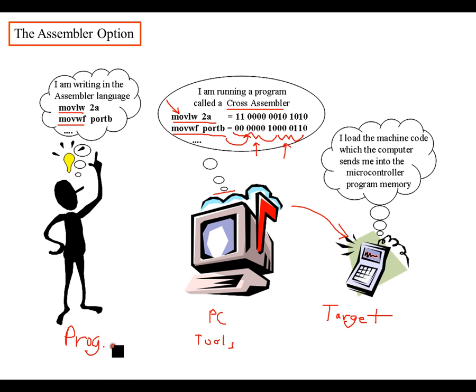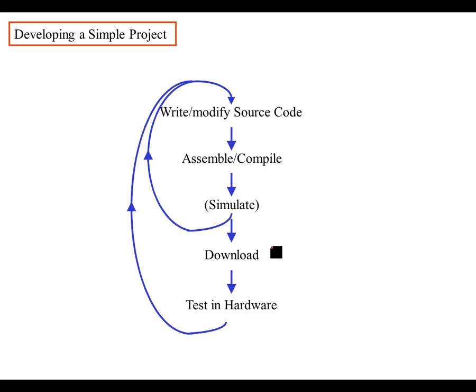Okay, so the programmer, PC and tools, and then the target. That's the basic setup. Now what's the flow or the cycle of developing a simple project? Well, the first thing you have to do is write and modify your source code, which is assembly language, .asm, or .c.